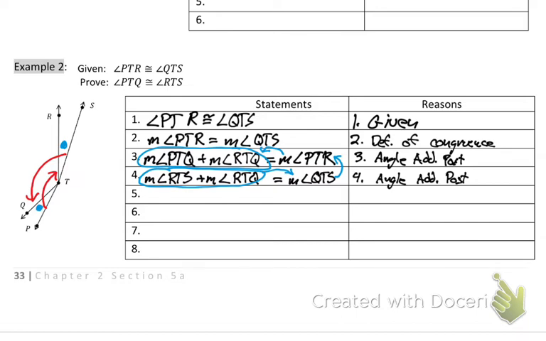And then I'm going to look at, see how this is PTQ equals RTS? I'm going to make sure PTQ is on one side and RTS is on the other. So I'm going to pick this one to write first. So the first thing I've circled, I'm going to write first. So I'm going to write measure of angle PTQ plus measure of angle RTQ equals measure of angle RTS plus the measure of angle RTQ. And you guys already told me that's the transitive property. If only there was some way I could get rid of RTQ from both sides.